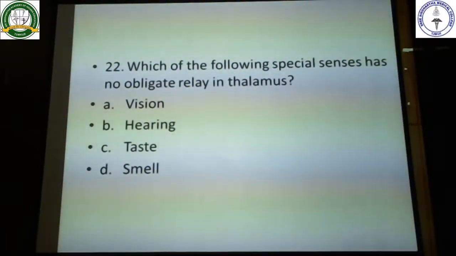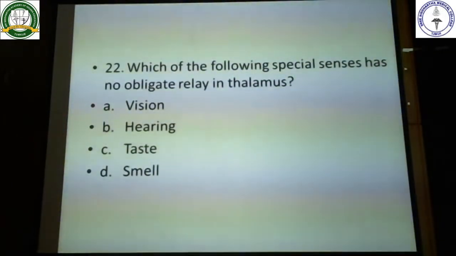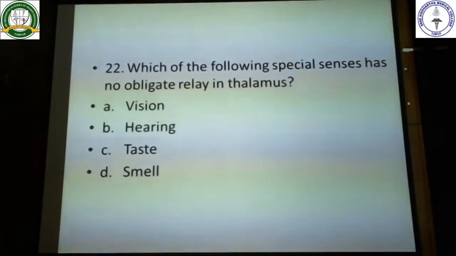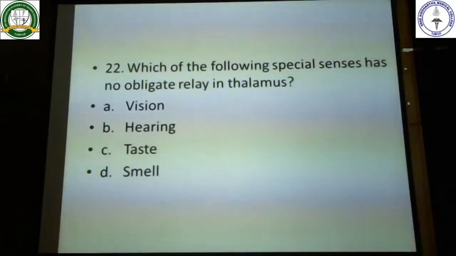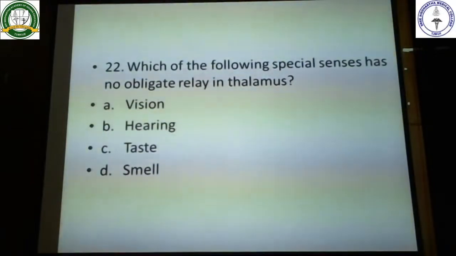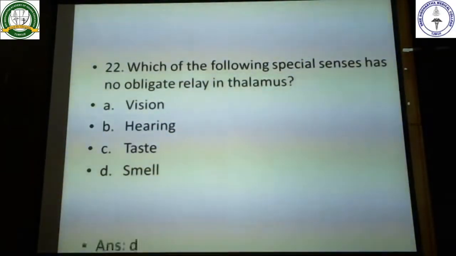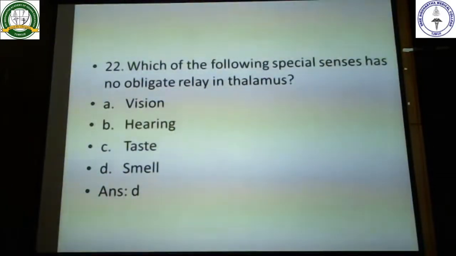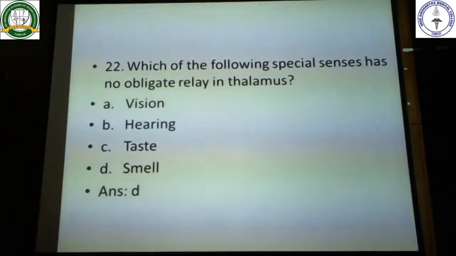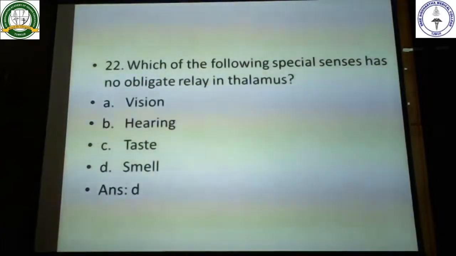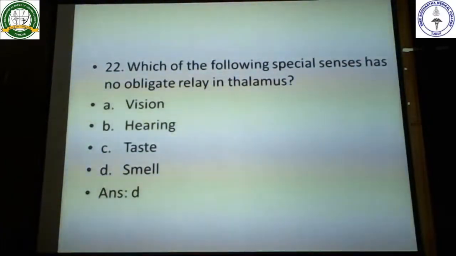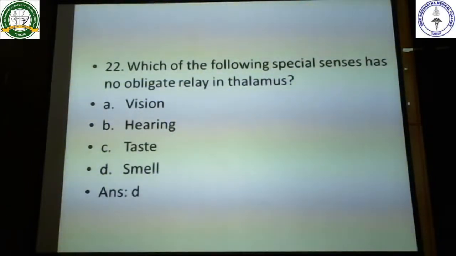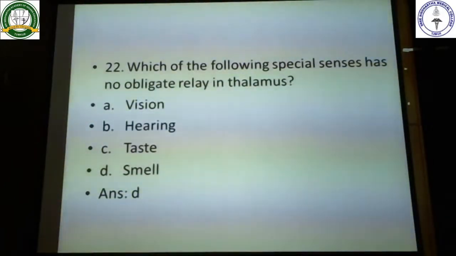Which of the following special senses has no obligate relay in thalamus? By now you should know thalamus is a relay station. Every pathway relays in the thalamus. But which is the one special sense which does not relay in thalamus? It is smell, isn't it? So each one is a short note here: vision pathway, hearing pathway, taste pathway, smell pathway. You should know everything. So which of the following special senses has no obligate relay in thalamus? The answer is smell.